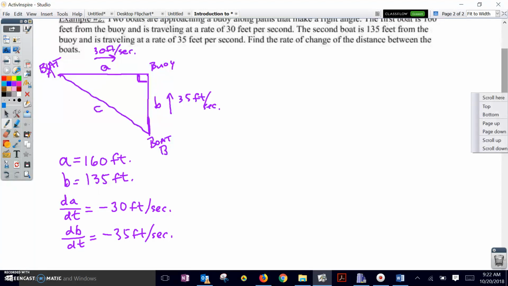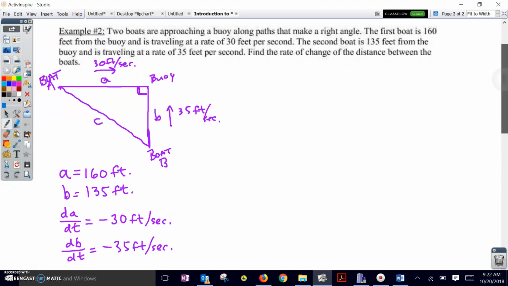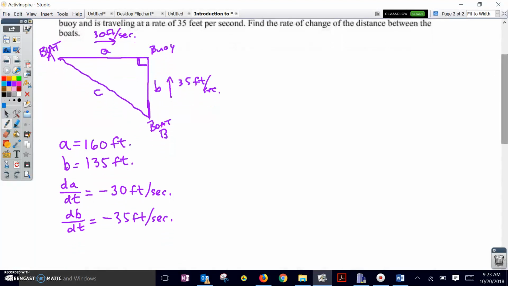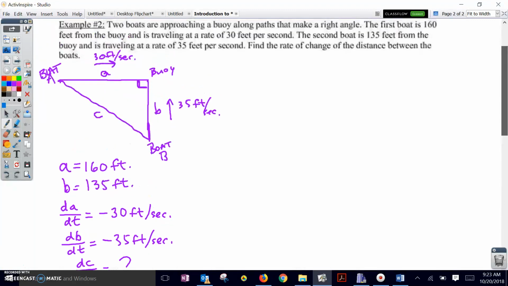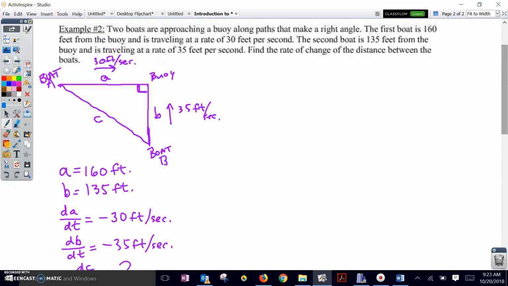And now we want to write an equation that relates our distances to the information that we know, because we're trying to find dc/dt, the change in distance between the boats. So we want to write an equation that relates the variables a, b, and c. This should be fairly easy for us here. From the Pythagorean theorem, a squared plus b squared equals c squared.